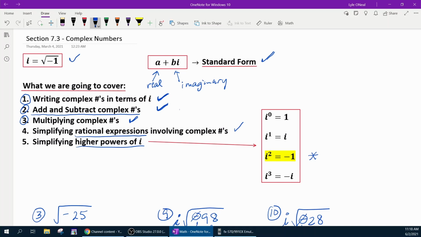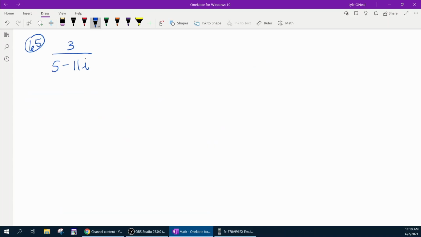So we're going to be looking at fractions with complex numbers and how to simplify them. So our next example, number 65, here we have a fraction. Notice that it has an i in the denominator. And if you think back, remember what we said? i is the square root of -1. And that means that this is technically a fraction with a square root in the denominator.